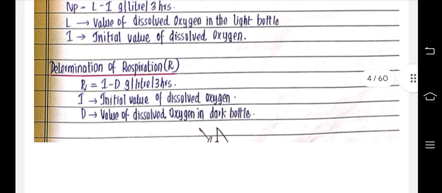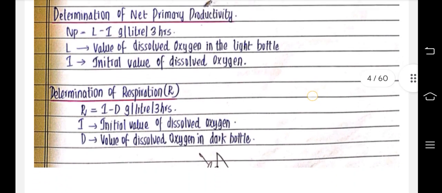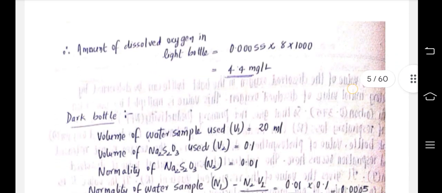Then determination of respiration R. R is equal to I minus D, mg per liter per 3 hours. I is equal to the initial value of dissolved oxygen. D is equal to the value of dissolved oxygen in the dark bottle. So we got NPP.